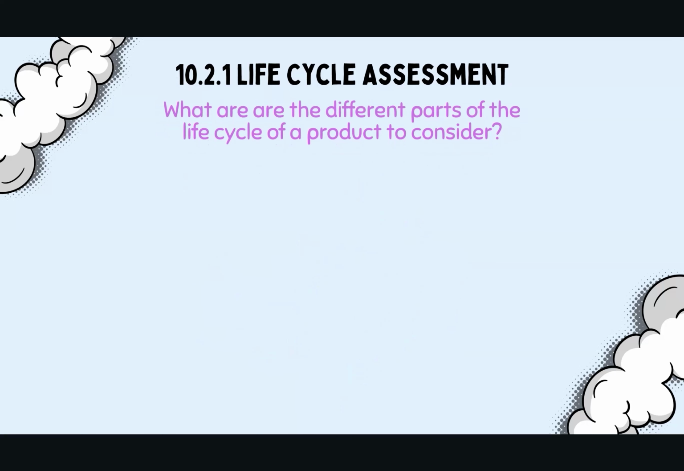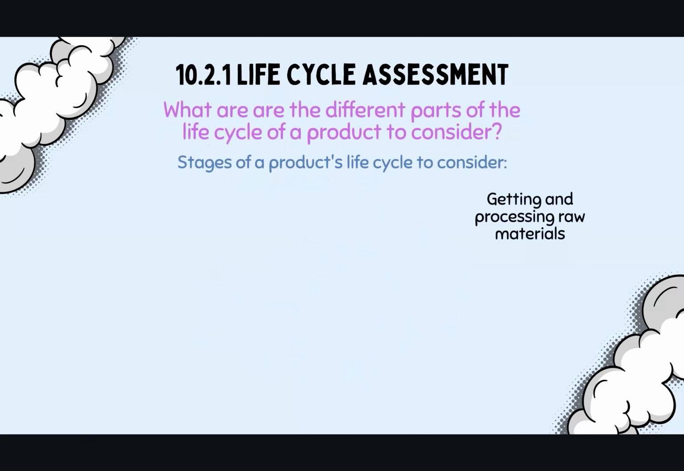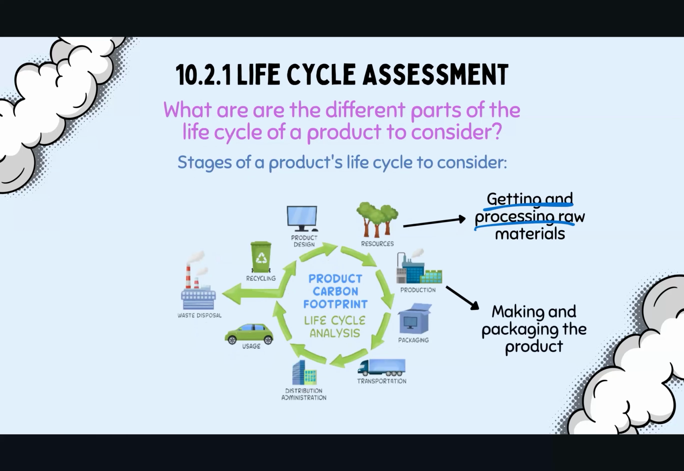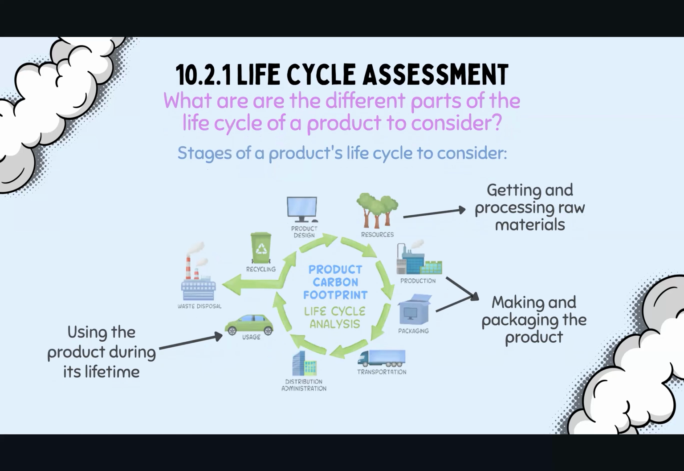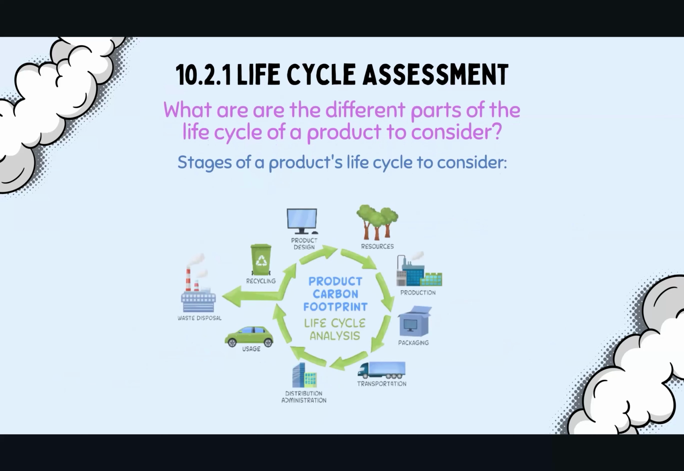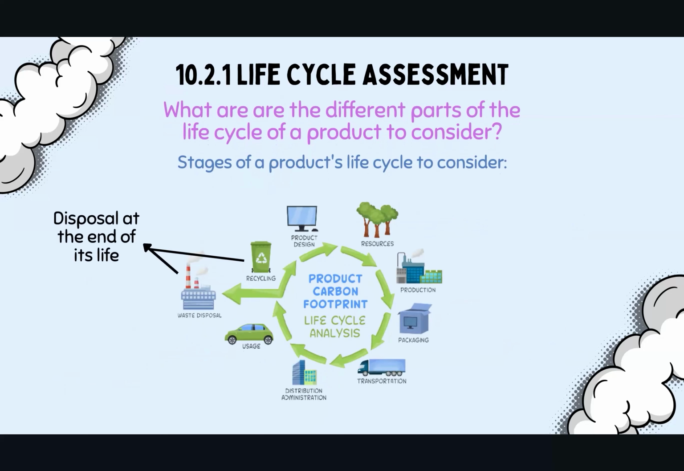So what are the different parts of the life cycle assessment of a product to consider? The stages are getting and processing raw materials, making and packaging the product, how the product will be used during its lifetime, so all of these are key points, and how it can be disposed of at the end of its life. Transportation is another part, and distribution at each stage, because that's burning of fossil fuels to get from one place to another.